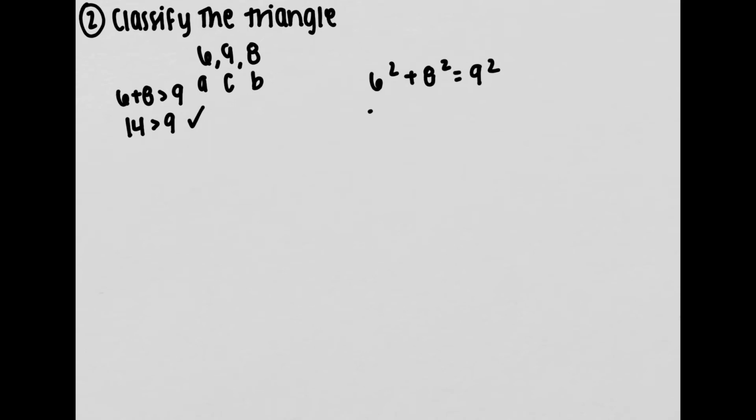My 6 squared is 36 plus 8 squared is 64 is equal to 81. So I combine my left side, 36 plus 64, to give me 100, and 100 is greater than 81. So from that statement, from your converse to the Pythagorean, that tells you this is an acute triangle.